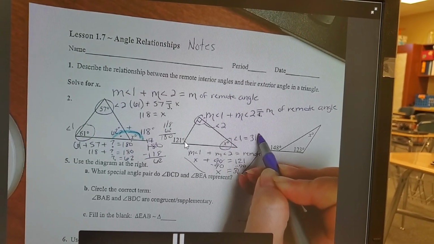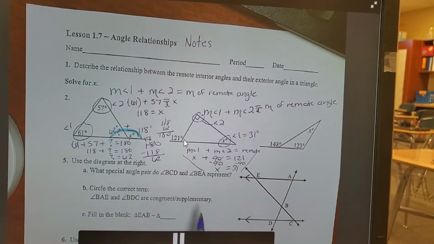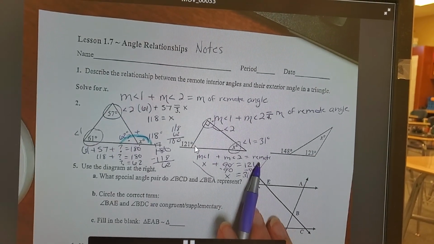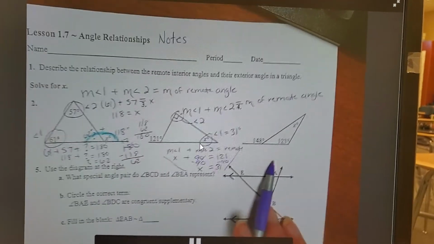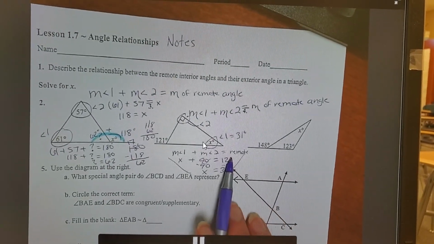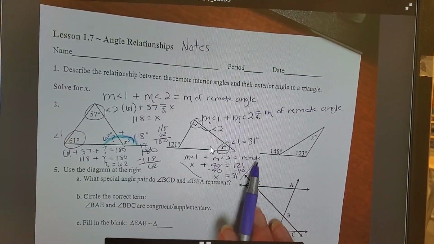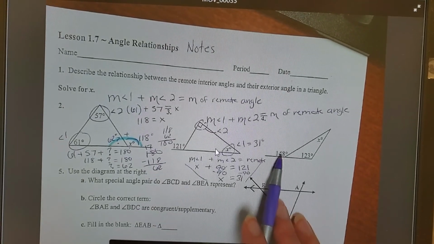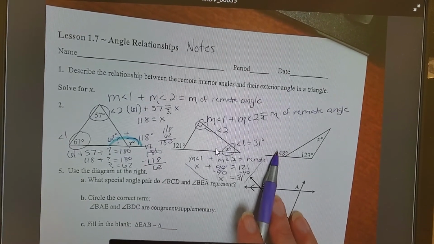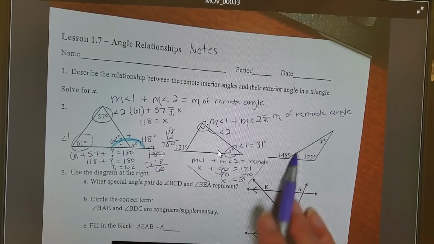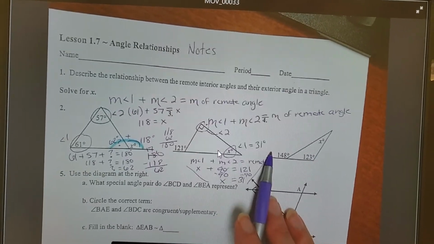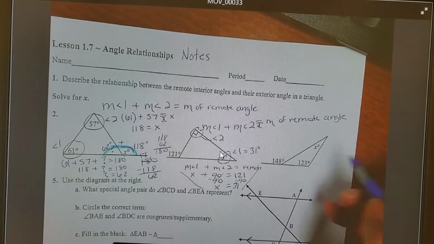And let me remind you a little bit about why it's called a remote angle. I like to think of a remote island. It's kind of way out in the middle of nowhere. It's outside of everything else. That 148 right there, that's the remote angle. It's outside of the triangle. So that's the only reason they call it a remote angle.